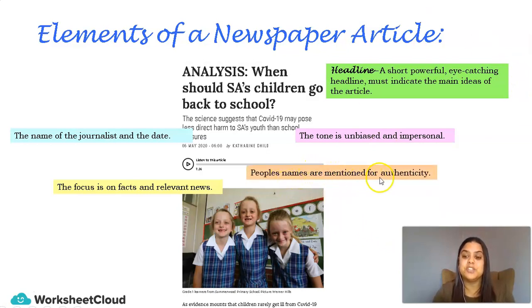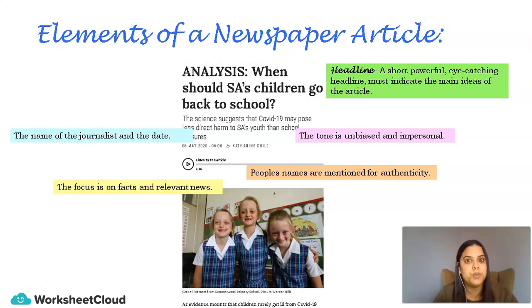People's names are mentioned for authenticity. Again, in a newspaper article, you'll see and take direct quotes from different people so that can make your article authentic and real. It's not a made-up person, so it's not going to be Cinderella was at the ball. No, it's going to be Miss Smith said that she saw the burglar jumping out of the window. So we are going to name the people in our newspaper articles to give it that factual authenticity.